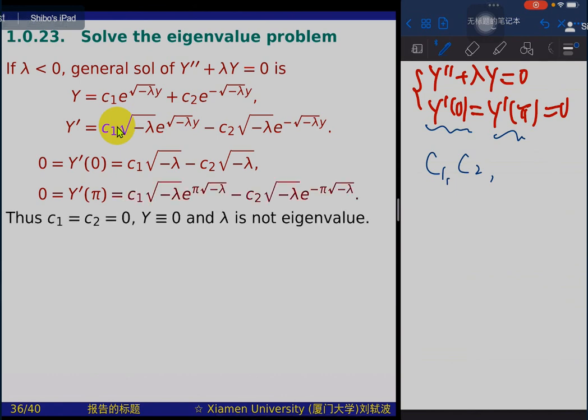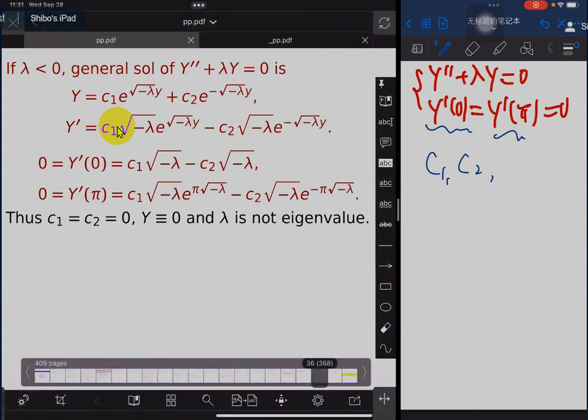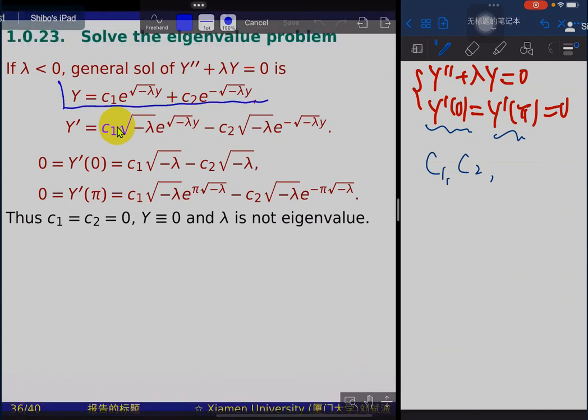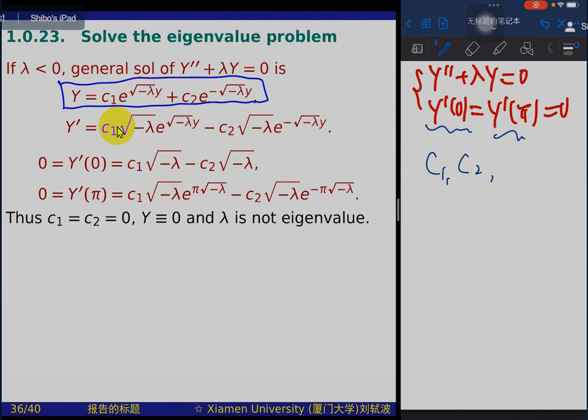So when C1 and C2 are both zero, your y is a zero function. This means that when lambda is negative, the only solution for your eigenvalue problem is y identically zero. Therefore, lambda is not an eigenvalue. Every negative lambda is not an eigenvalue, okay?